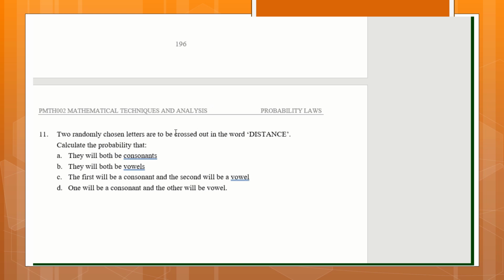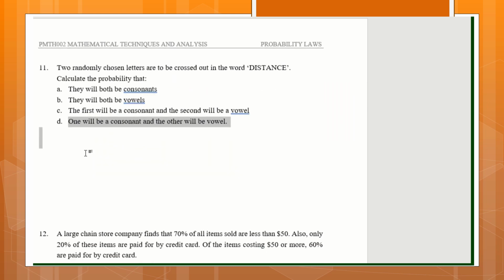All right, crossed out means it is dependent. Now, how many letters do you have here? 1, 2, 3, 4, 5, 6, 7, 8. So what's the probability they will both be consonants? The first one being a consonant will be out of 8, the second one will be out of 7. Understand? First one out of 8, second one out of 7. The same goes for this. One will be a consonant and the other will be a vowel. They didn't give you the order, so it can be first consonant then vowel or first vowel then consonant. So you need to add it up.